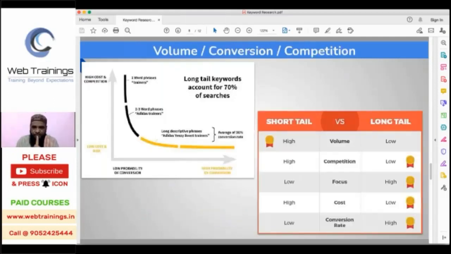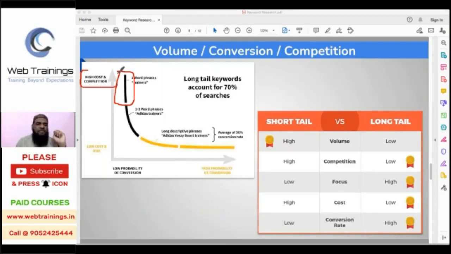See this option number 1. We call these generic keywords, 1-word or 2-word keywords, just short. When you go with this, volume is crazy. How many people are searching for that word? I can say millions of people are searching. The problem is extremely high cost and extremely competitive.